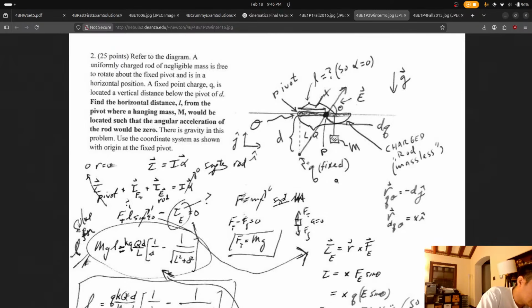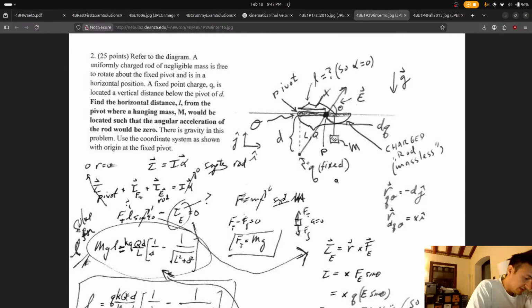R cross F_T plus R_E cross F_E. But this requires an integral, d tau is equal to... So okay, what are the steps? The steps are first find R. So R_E is going to be equal to x, 0, 0.